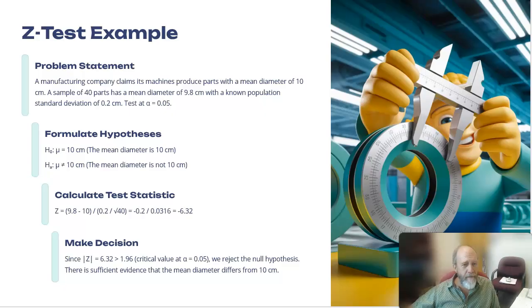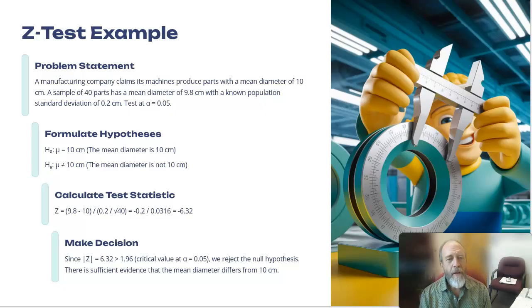It's got 40 samples, greater than 30. You've got a claim. The claim is that the mean diameter is 10. That's the manufacturing company's claim. I don't believe that. It may be. I took a sample because I want to prove it. Okay, I've got all the things I need for a z-test and a hypothesis.